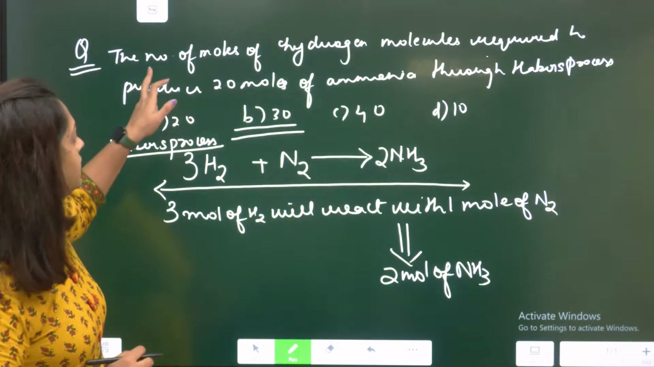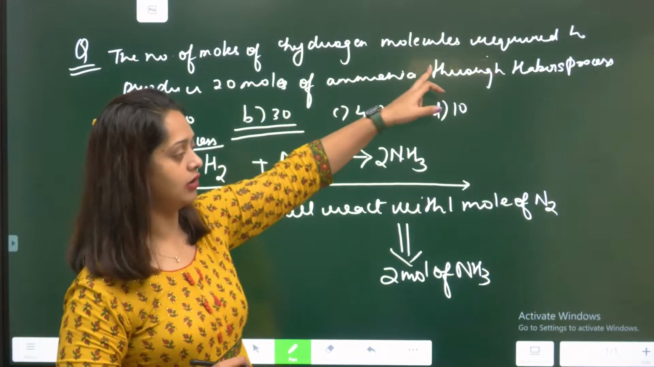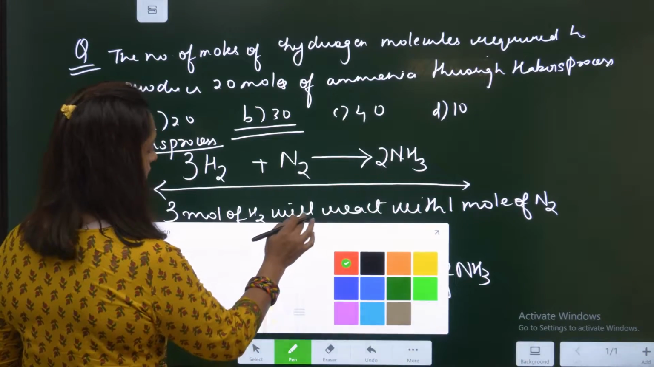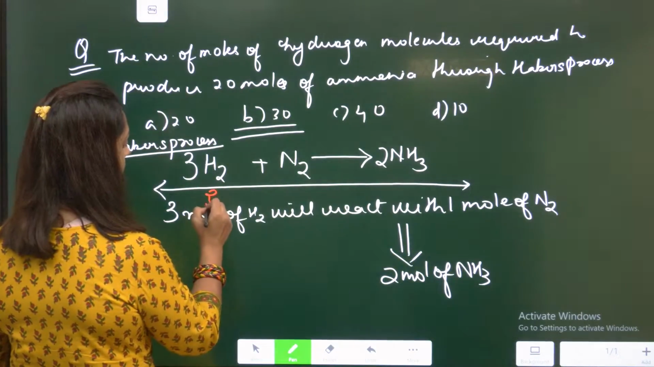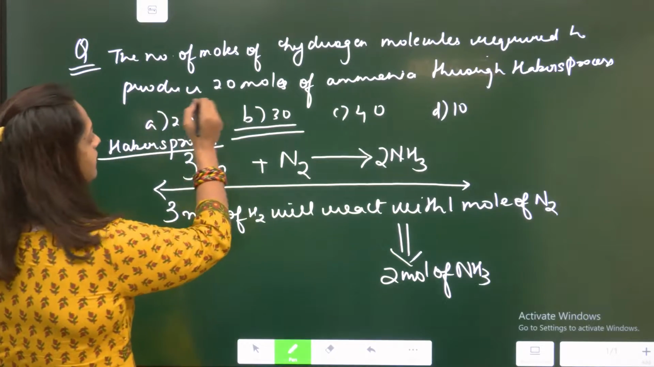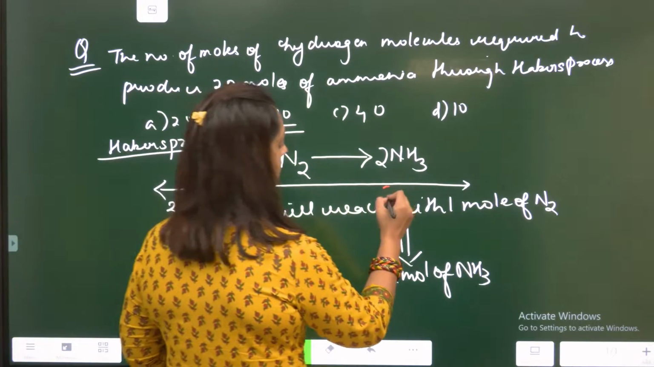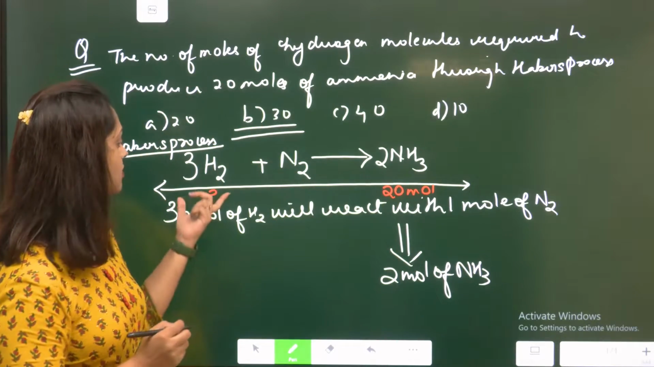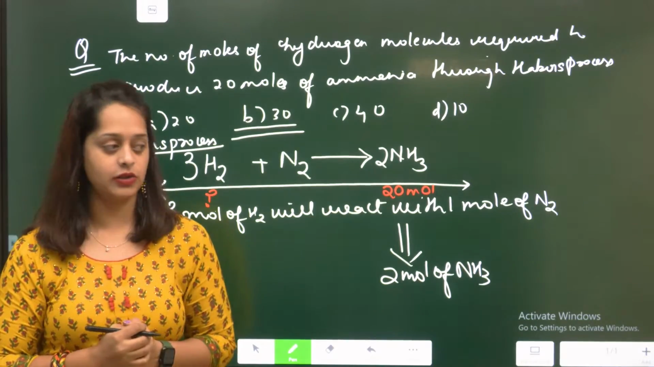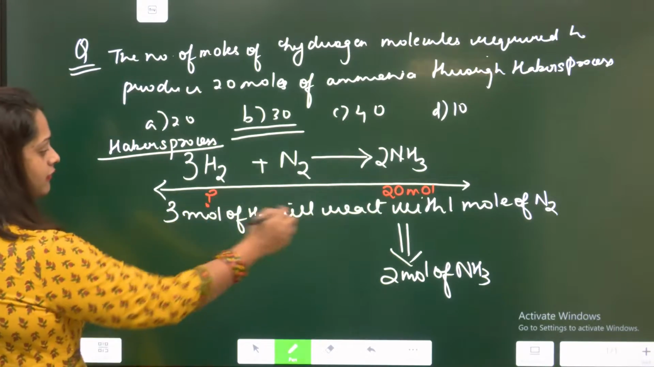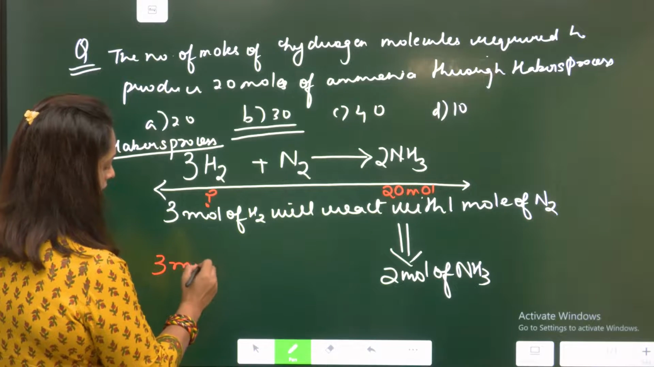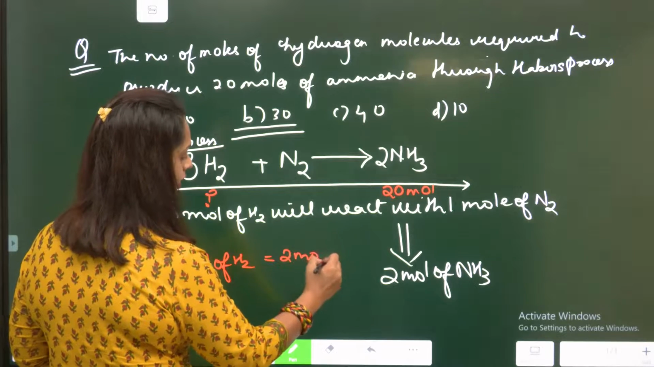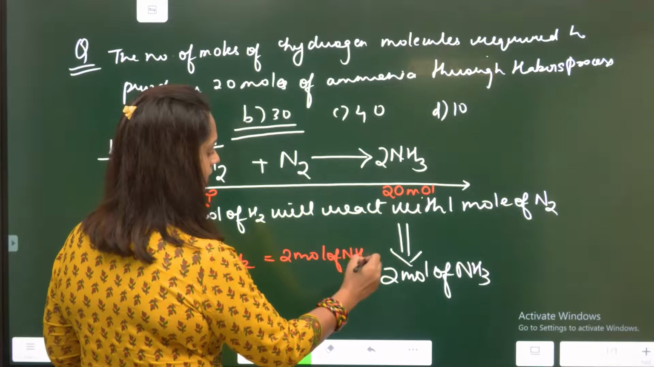So what is given? I have been given the number of moles of hydrogen molecule. That is what I need to find out. And what is given to me? It's given that it produces 20 moles of ammonia. That means 20 moles of ammonia have been created. So how much hydrogen is required? That is the question which is being asked. So I can see from this equation 3 moles of hydrogen will produce 2 moles of ammonia. Everybody is clear about that?